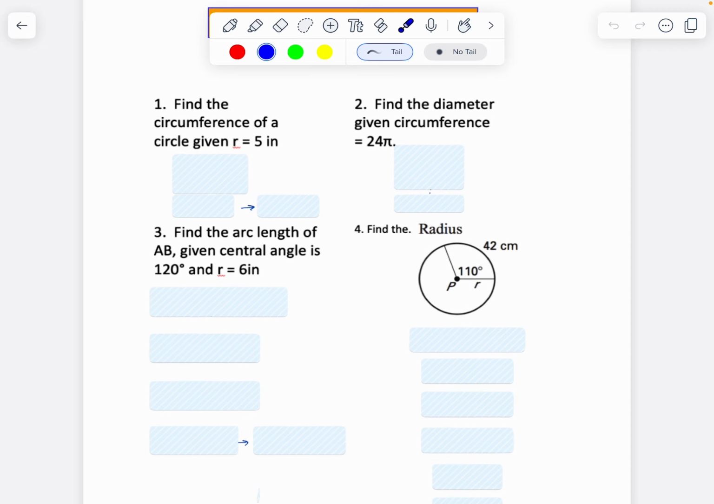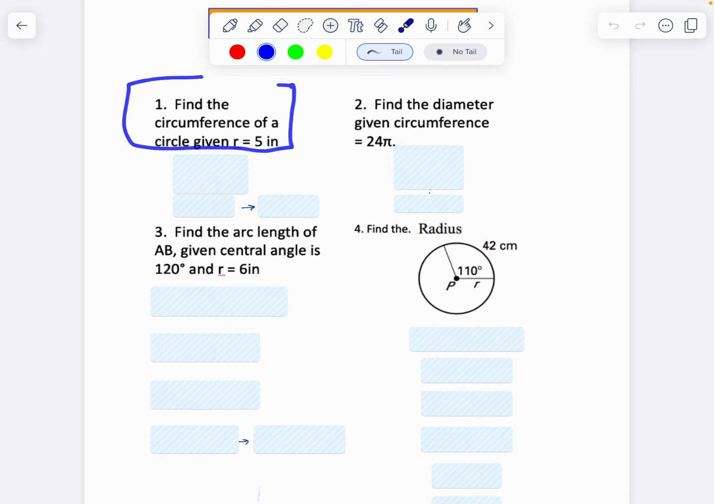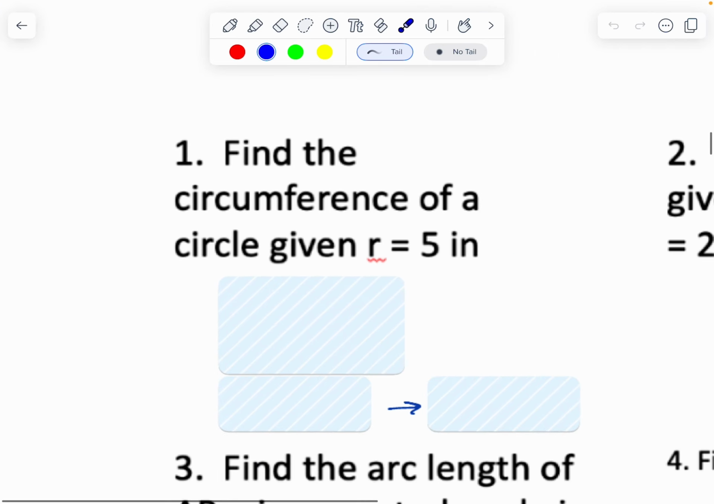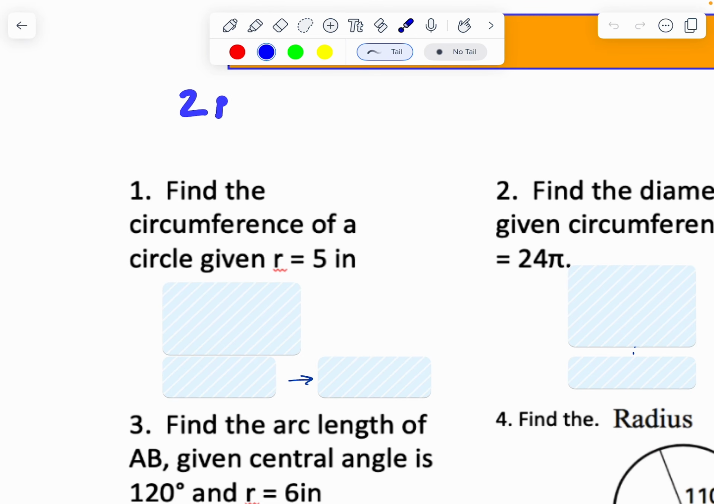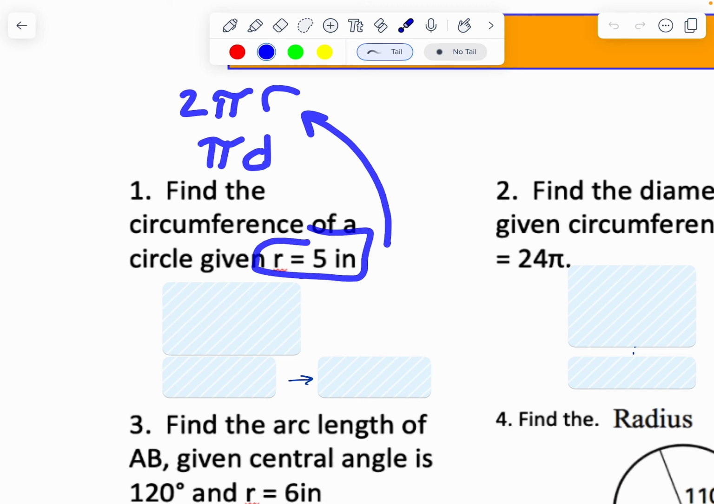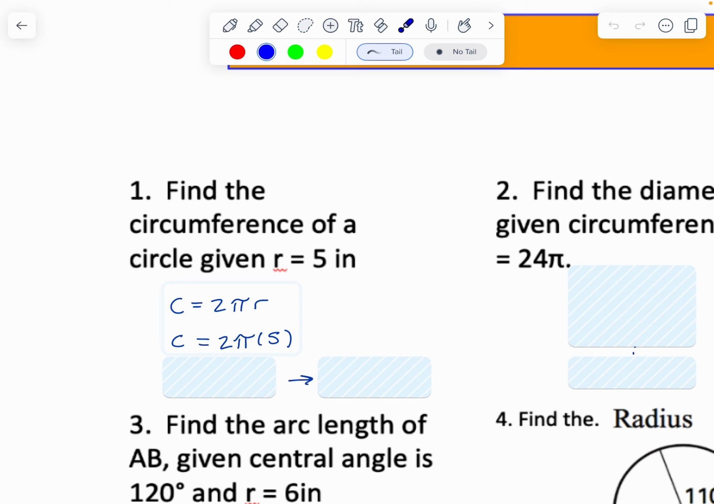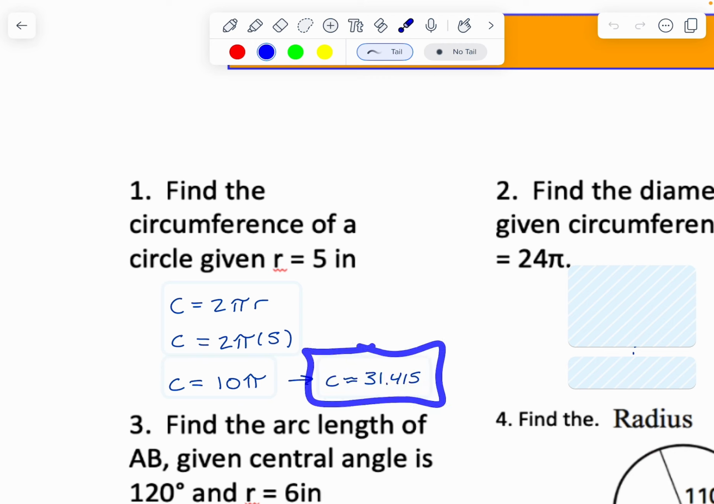Okay, find the circumference of a circle given the radius of 5 inches. We have two options for circumference. We have 2 pi times the radius, or we have pi times the diameter. Considering we're given the radius, it's probably just best to use 2 pi r. 2 pi r, that's 2 pi times 5. If I wanted my answer in exact form, it would just be 2 times 5, which is 10 pi. If I want my answer rounded to a few decimal places, I would want 31.415.